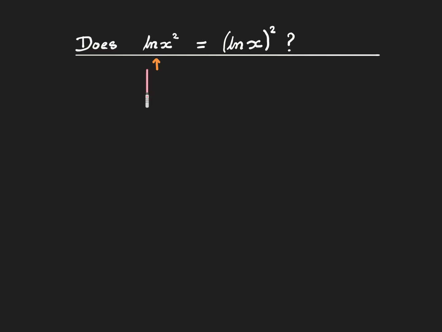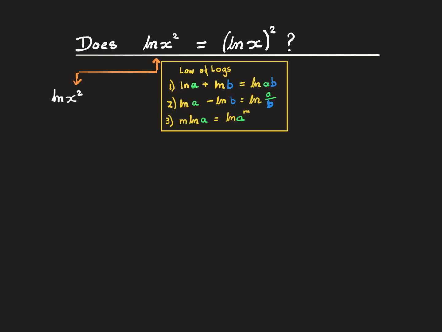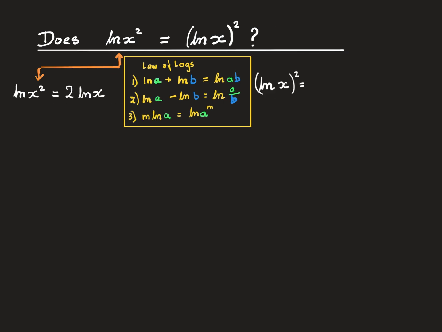Does ln x squared equal ln x all squared? Well, let's just examine this. According to our laws of logarithms, using the third law over here, we can rearrange ln x squared into 2 ln x, while ln x all squared really means that we're multiplying ln x twice.